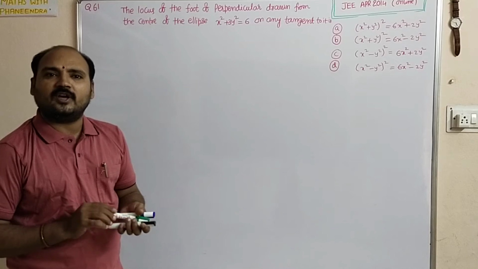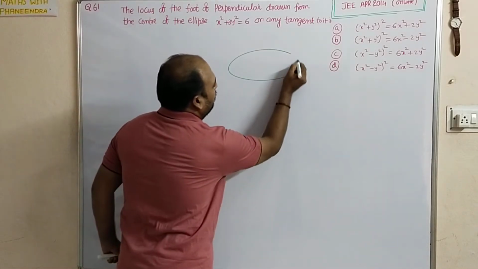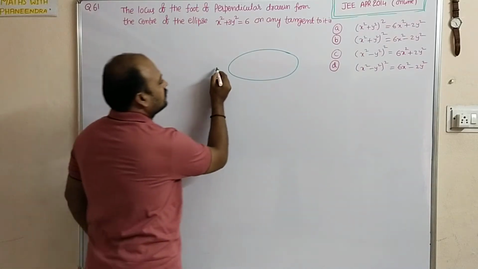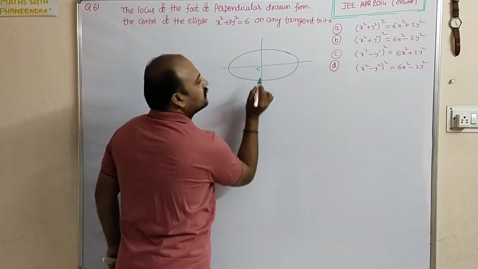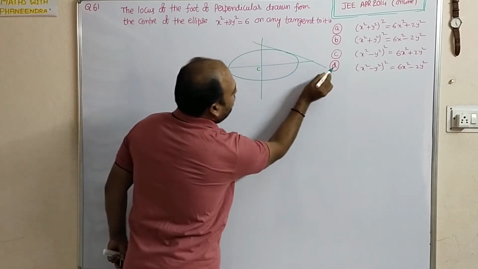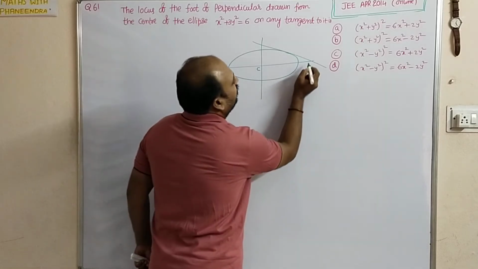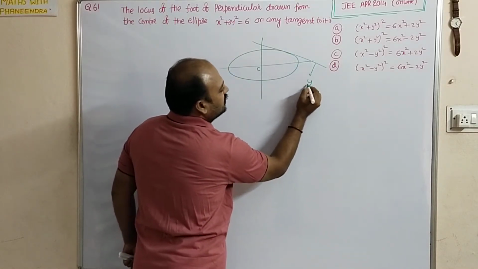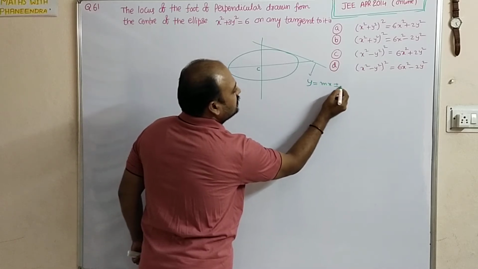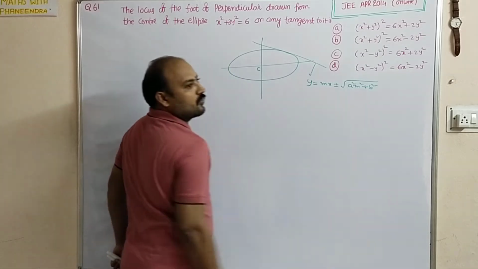Just I will draw the figure according to the question. This is the equation of ellipse. This is the center. Tangent of the ellipse. Tangent equation means here this equation we will take as y is equal to mx plus or minus root of a square m square plus b square.